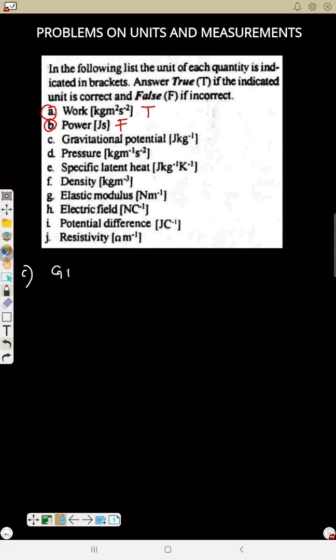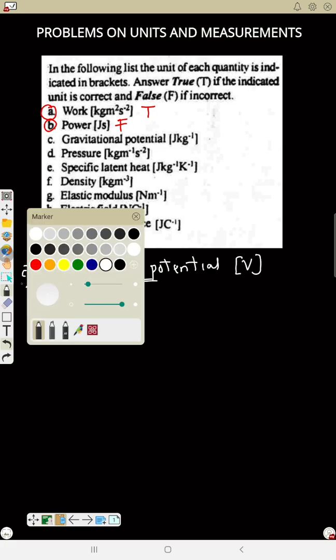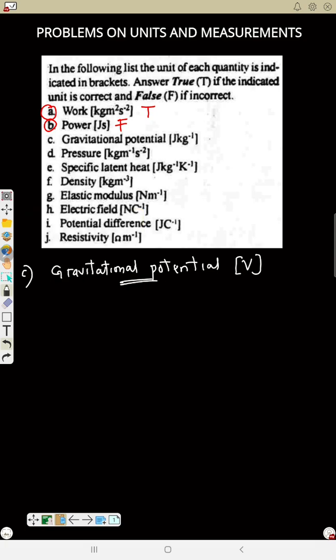Now C, gravitational potential. We represent gravitational potential as V. So gravitational potential, or let's say gravitational potential energy, is the energy possessed or acquired by an object due to a change in its position when it is present in a gravitational field.